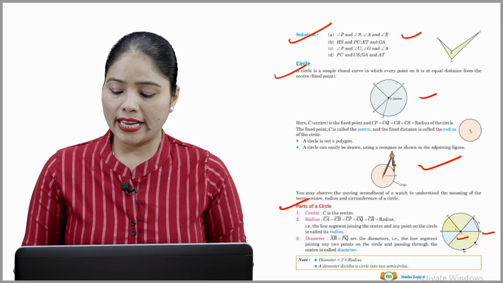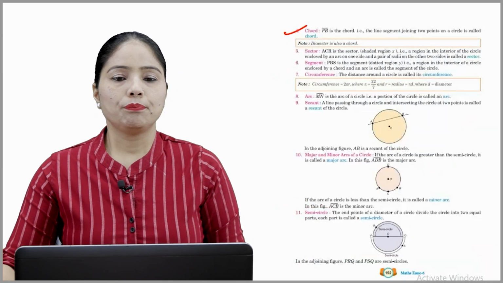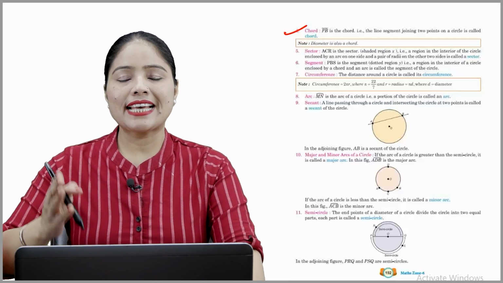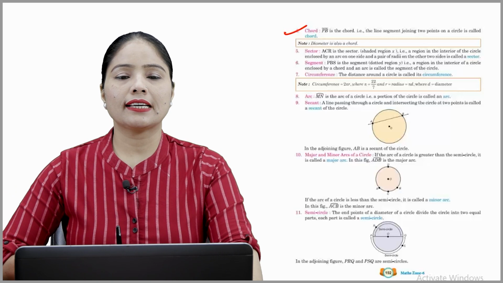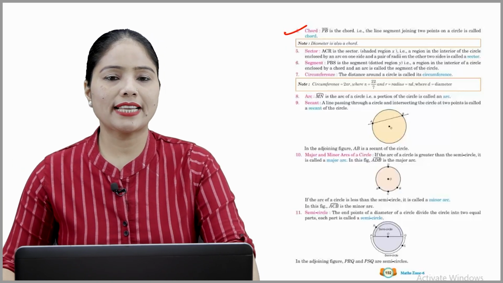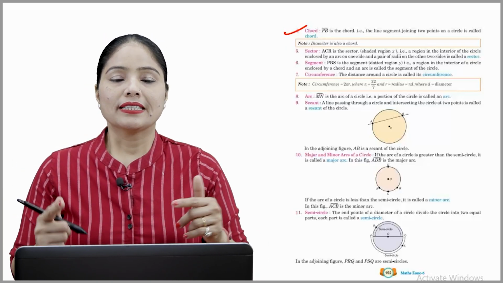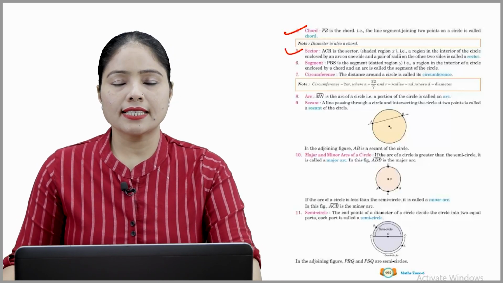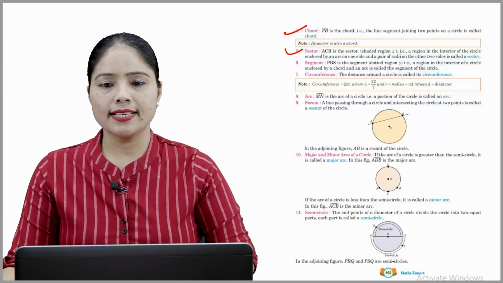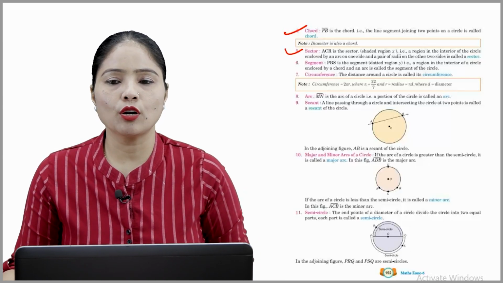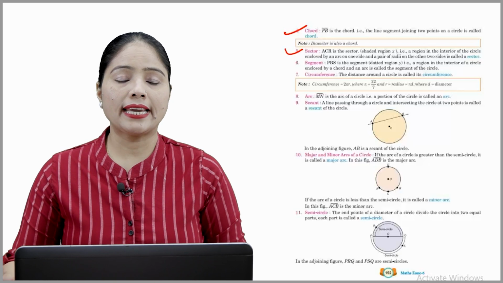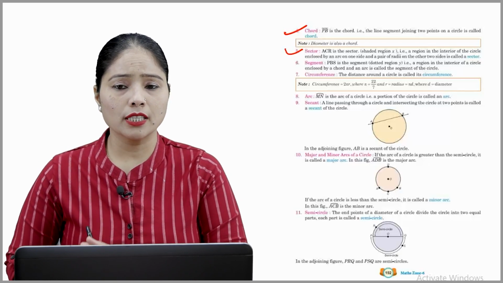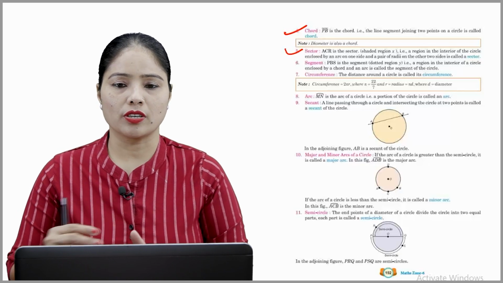Now the next point is chord. PB is the chord. The line segment joining 2 points on a circle is called a chord. Note: a diameter is also a chord. Fifth point is sector. ACR is the sector, the shaded region X. A region in the interior of the circle enclosed by an arc on one side and a pair of radii on the other two sides is called a sector.